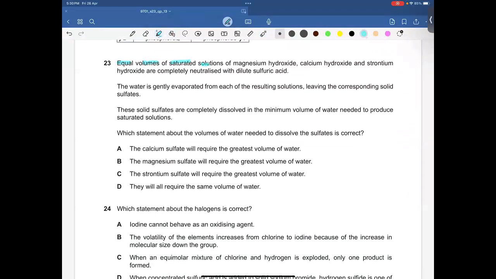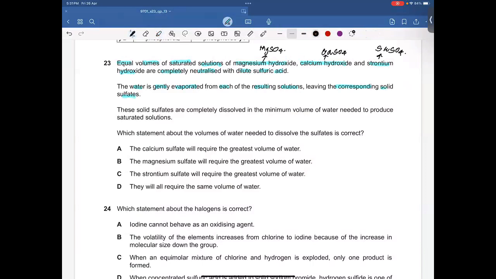Equal volumes of saturated solutions of magnesium hydroxide, calcium hydroxide, and strontium hydroxide are completely neutralized with dilute sulfuric acid. So when magnesium hydroxide reacts with sulfuric acid, obviously magnesium sulfate is formed. When calcium hydroxide reacts with sulfuric acid, calcium sulfate is formed. When strontium hydroxide reacts with sulfuric acid, it's going to be converted into strontium sulfate. The water is gently evaporated from each of the resulting solutions, leaving the corresponding solid sulfates.